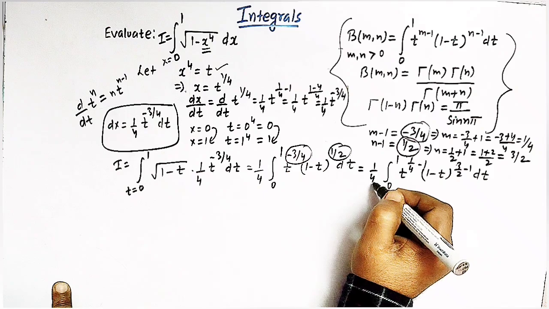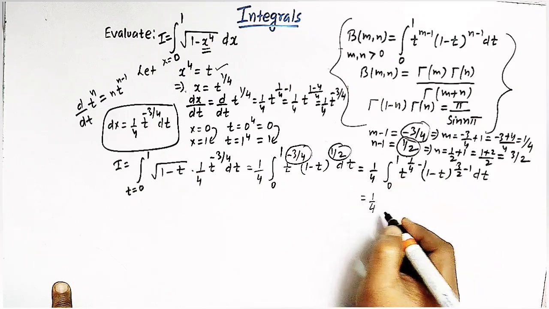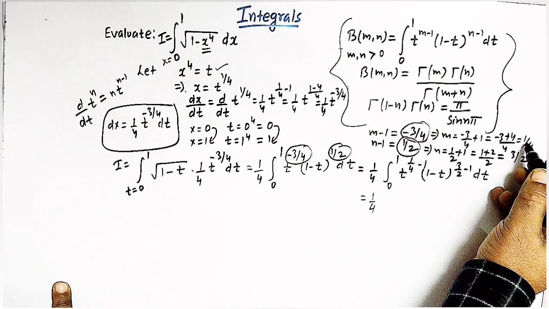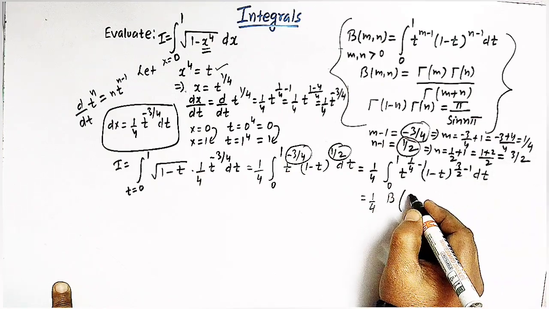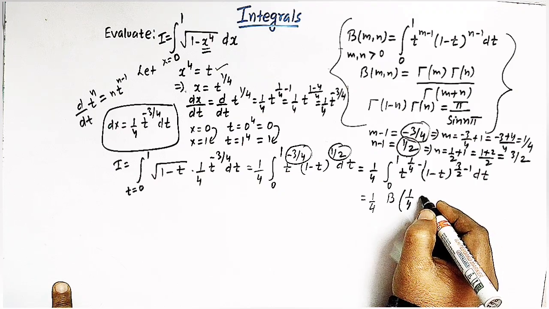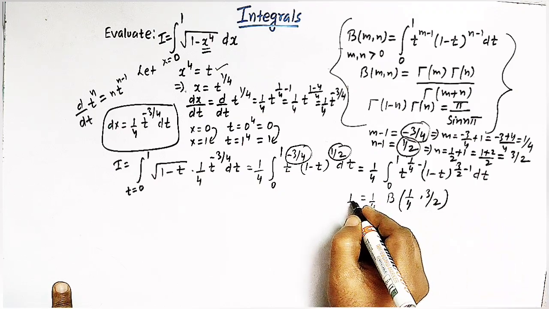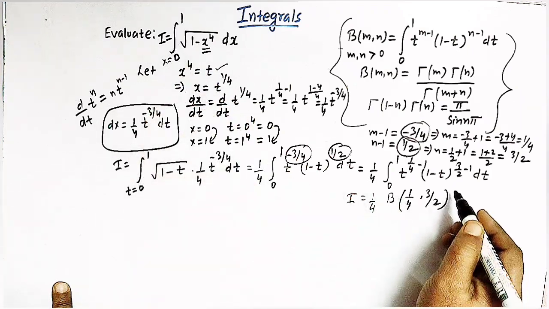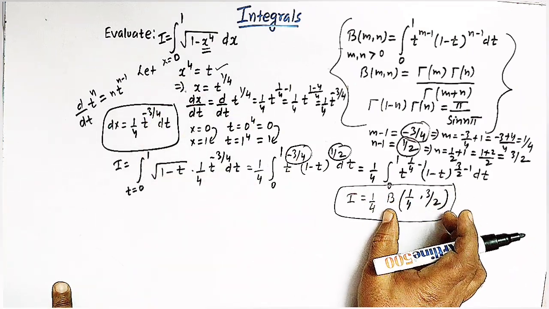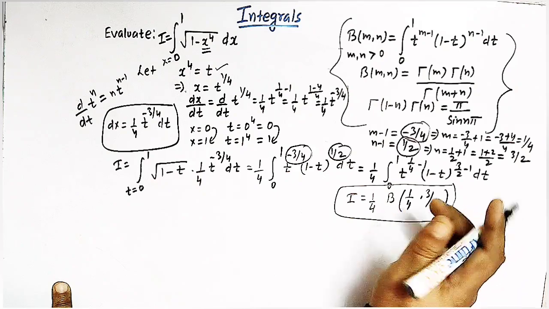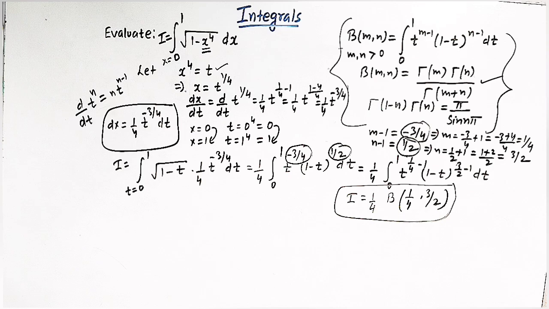And here we have the additional factor 1 over 4. So now we can write 1 over 4, and m is 1 by 4 and n is 3 by 2. So we can now write beta 1 by 4 comma 3 by 2, right? So now the value of this integral is given by this expression, and let us calculate the value of this beta function using this result.